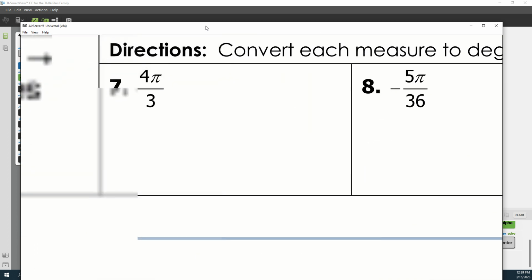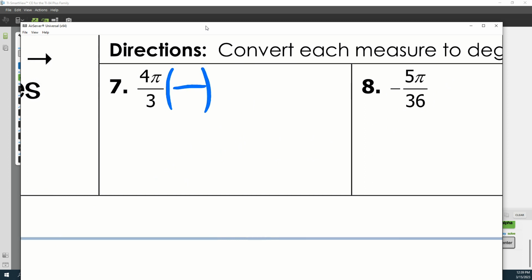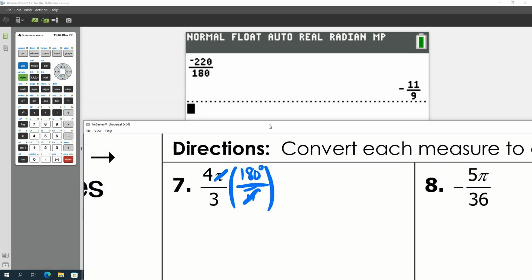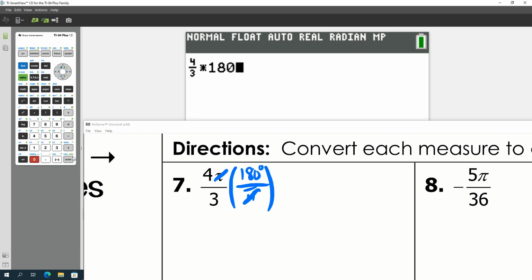So that's what I'll do on these. So number 7, we're going to multiply that by 180 degrees over pi. What happens to the pi's? They cancel out. All right. And then again, it's just a calculator problem. So you can do that alpha y equals again to get the fraction for 4/3. And then we're just going to multiply by 180. And that's it, 240 degrees.